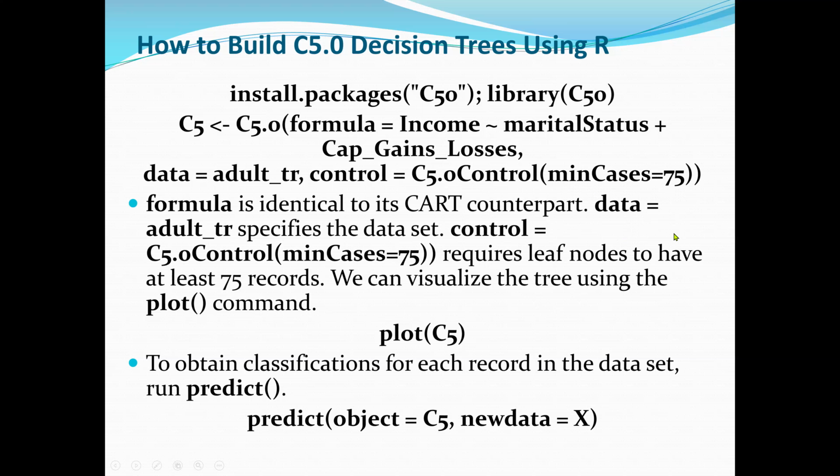Then we save this result again to C5. Again, that's the name C5. So our result will be in C5. Now, if we want to plot it, we just use the plot command, plot C5, to see what our decision tree looks like. If we want to predict, same concept, we use the predict command. To obtain classification for each record in the data set, we should run predict. In this case, I'm going to say predict the object equal to C5. Remember C5, our model. Now same thing, we are using the new data X.